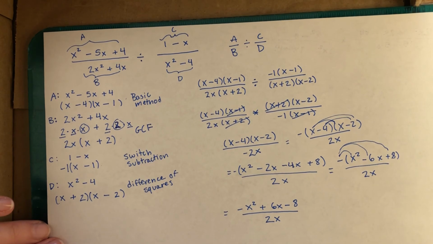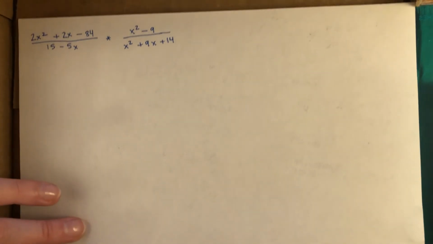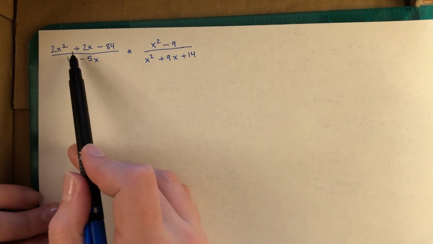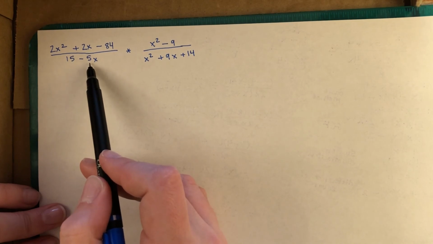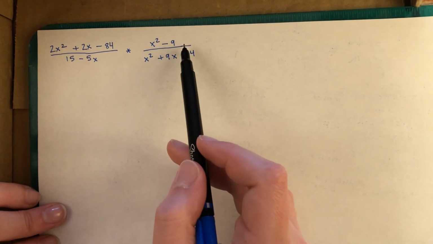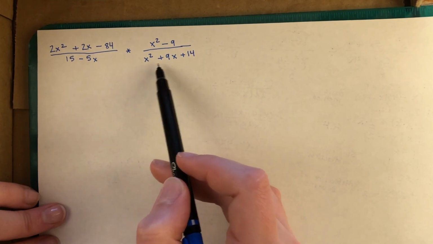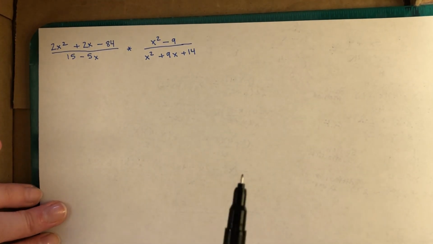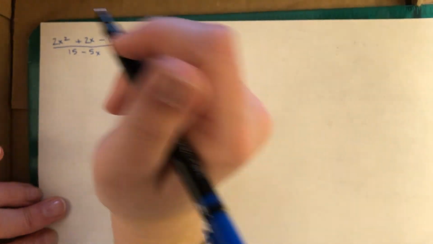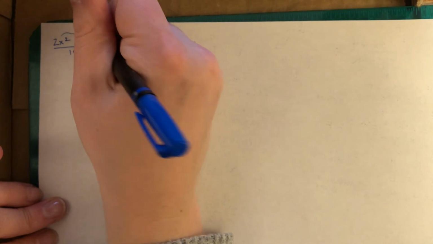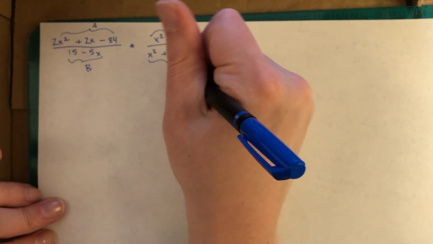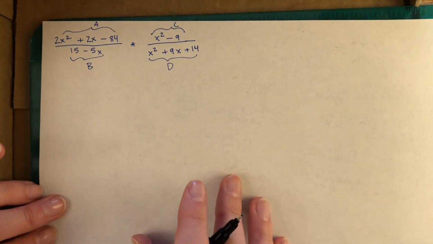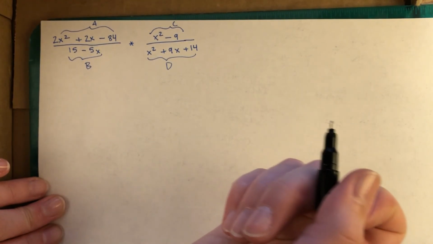Let's see another one of these with multiplying. All right. So I've got 2x squared plus 2x minus 84 over 15 minus 5x times x squared minus 9 over x squared plus 9x plus 14. I'm going to go through the same process. I'll go a little bit faster this time since it's mostly going to be the same. I'm going to label these A, B, C, and D.